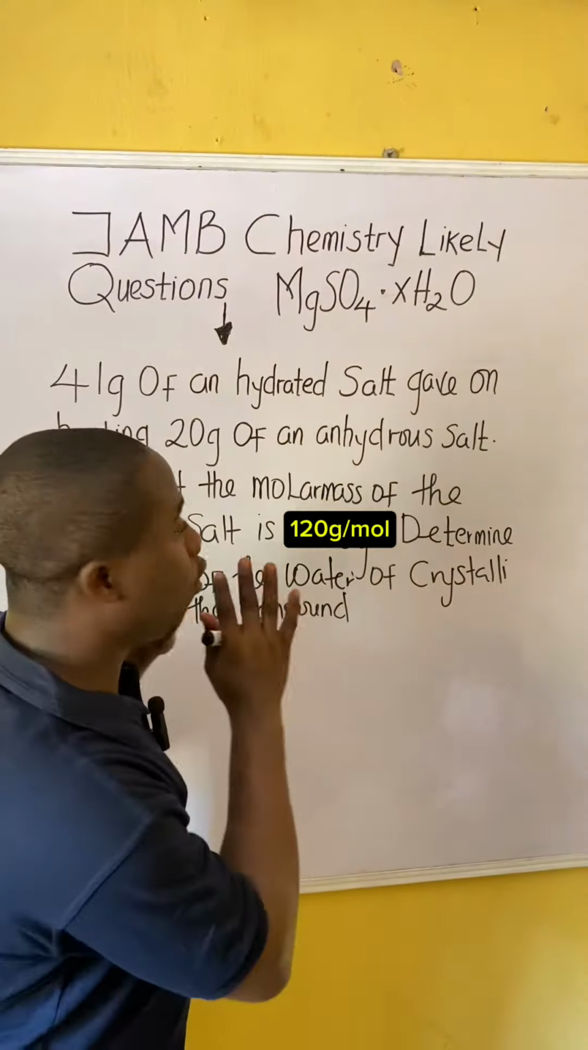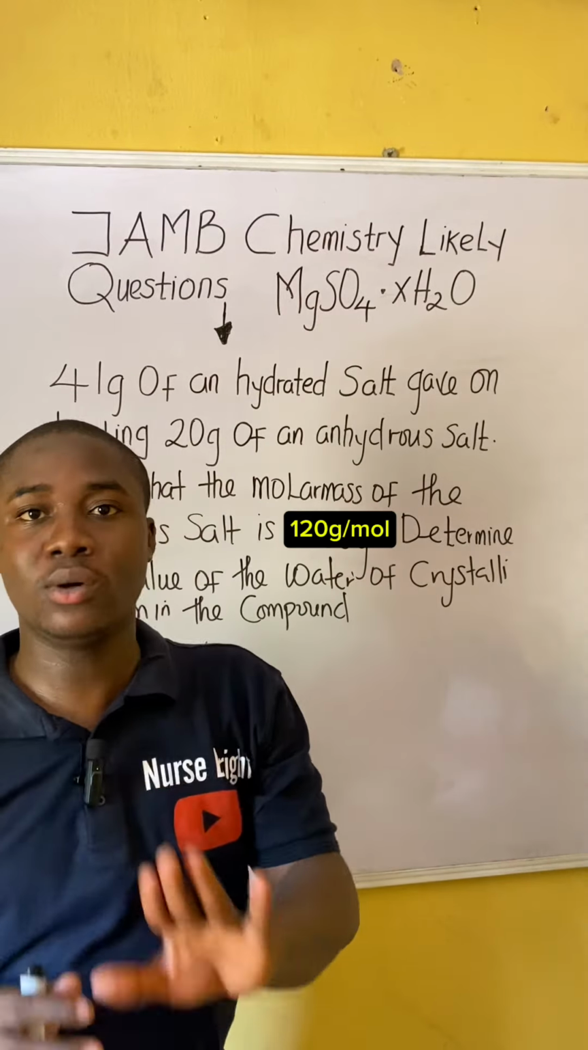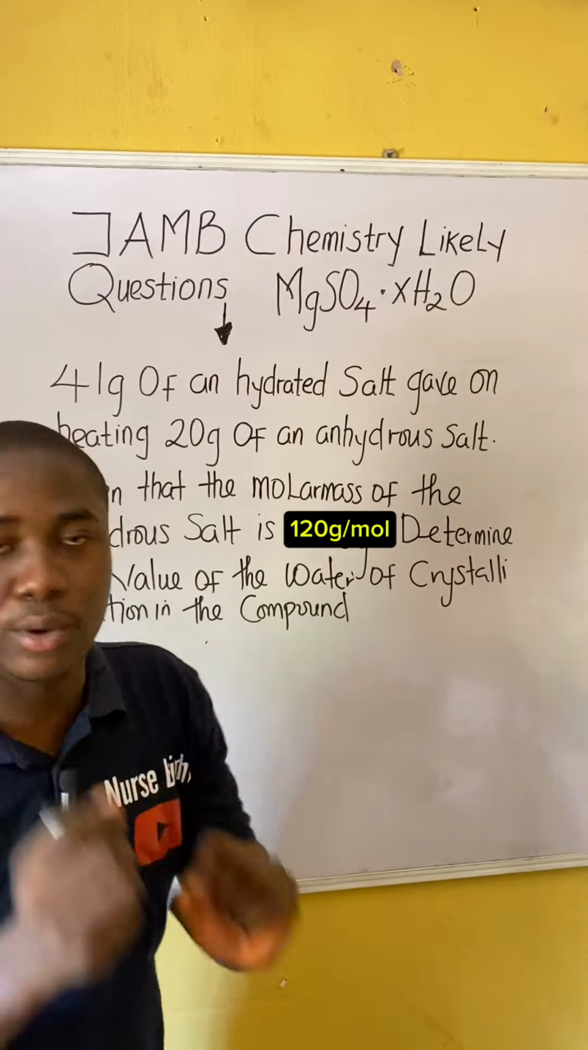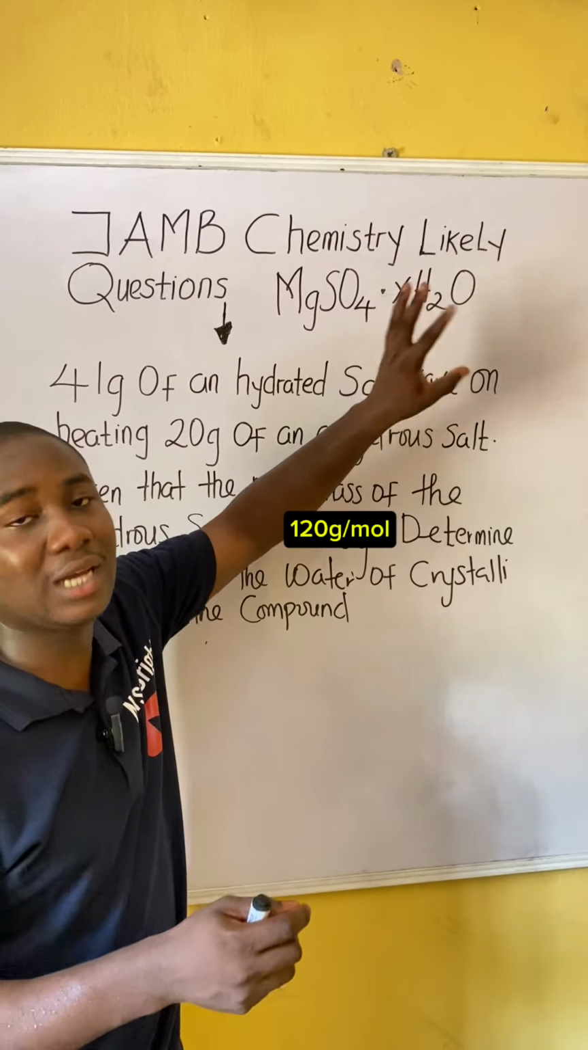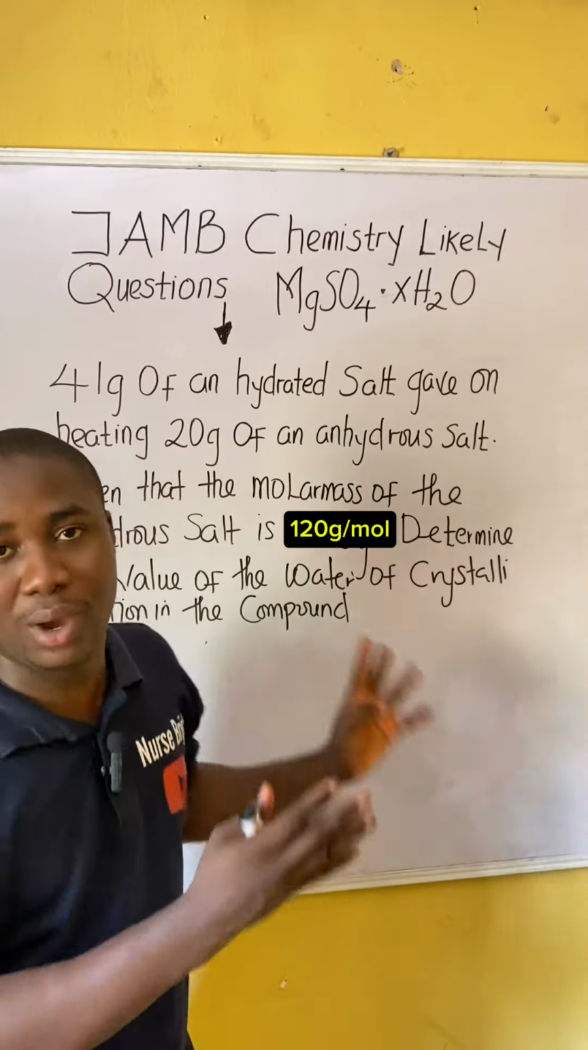Okay guys, here is your own practice question. So you solve and provide the answer in the comment section. When you are done getting your answer, you now input it here. Actually, this is the compound that has the X value you have to get.